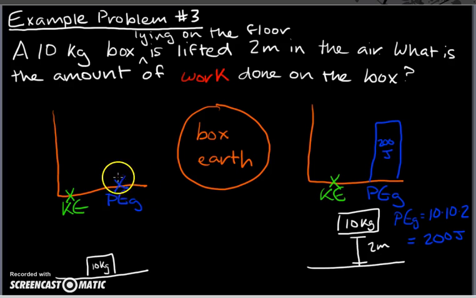We can easily see that there is a change in energy from before and after the box is lifted. And as we know already, our work is our change in energy of a system. So we can say that 200 joules of energy was added to this system by whatever lifted the box. And this is our final answer.